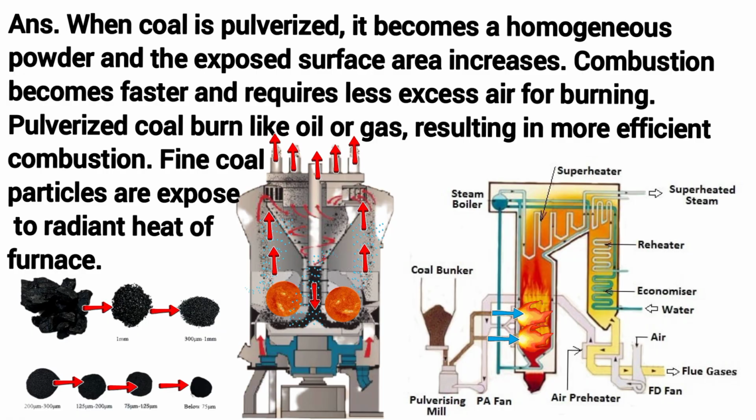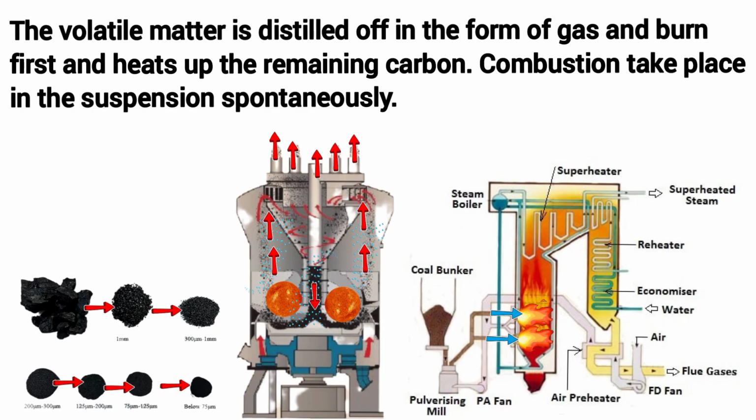Fine coal particles are exposed to radiant heat of furnace. The volatile matter is distilled off in the form of gas and burned first and heats up the remaining carbon. Combustion takes place in suspension spontaneously.